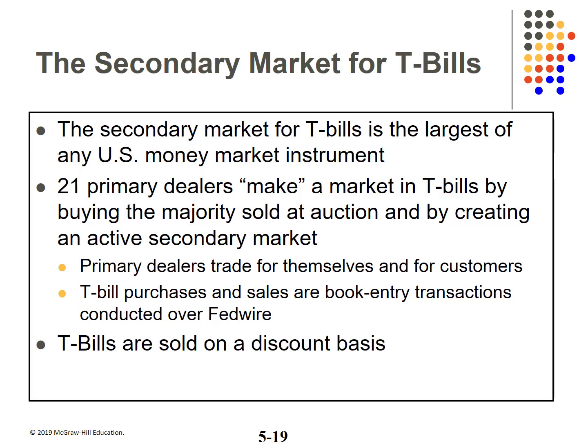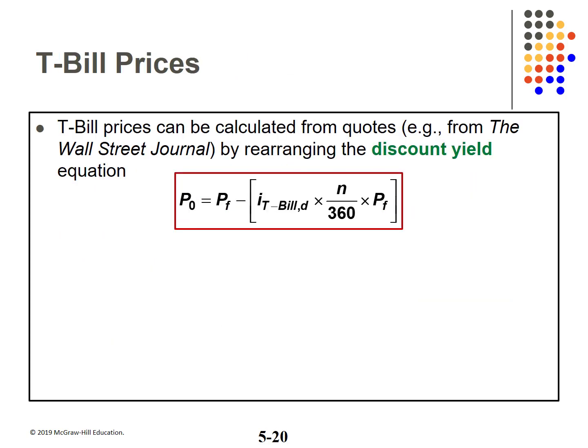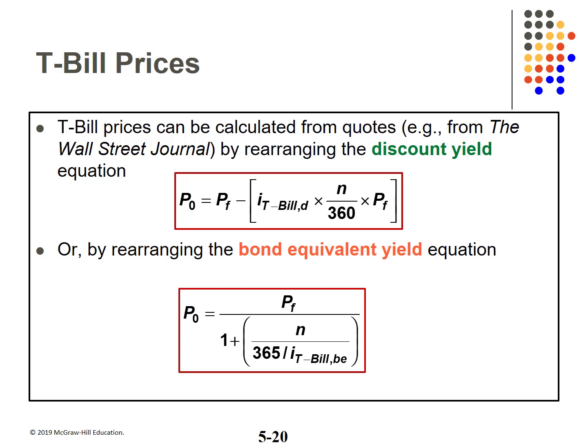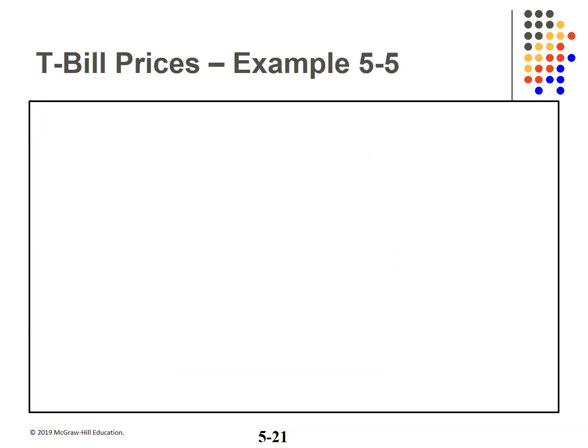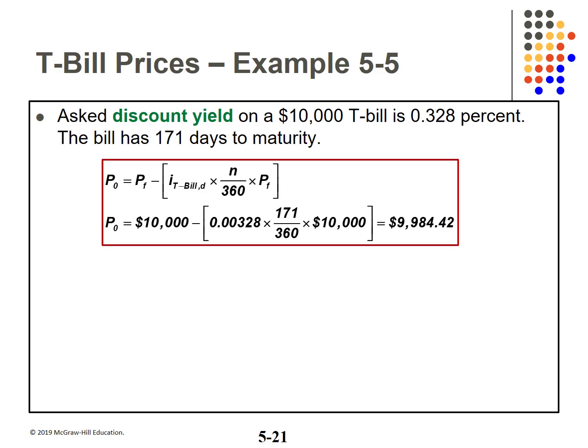Remember, Treasury bills are sold on a discount basis. That means you pay less than face value, get no intermediate payments, and receive the face value at maturity. T-bill discount yields are quoted, so we can find the price using the formula on the slide. Note the 360-day year. You can achieve the same result by rearranging the bond equivalent yield to find the price. Note the 365-day year.